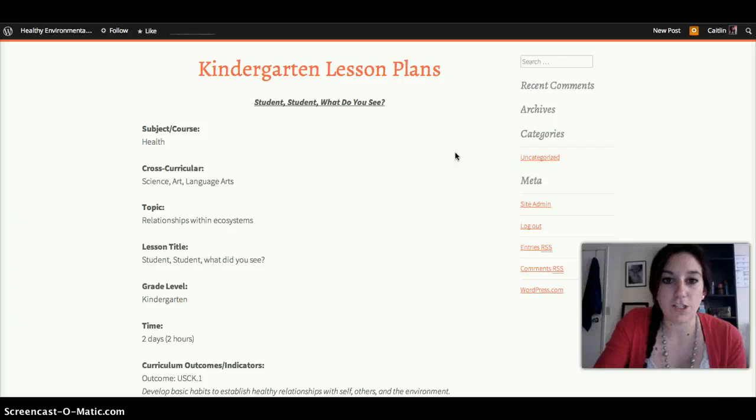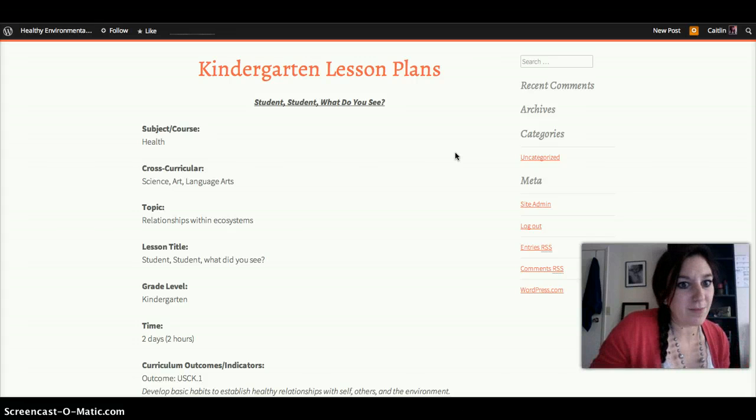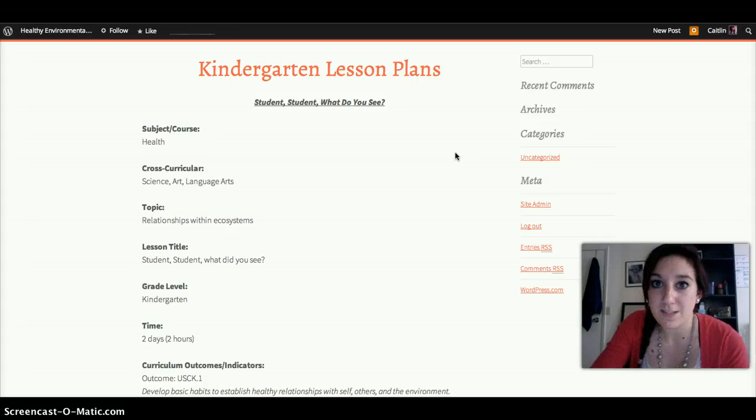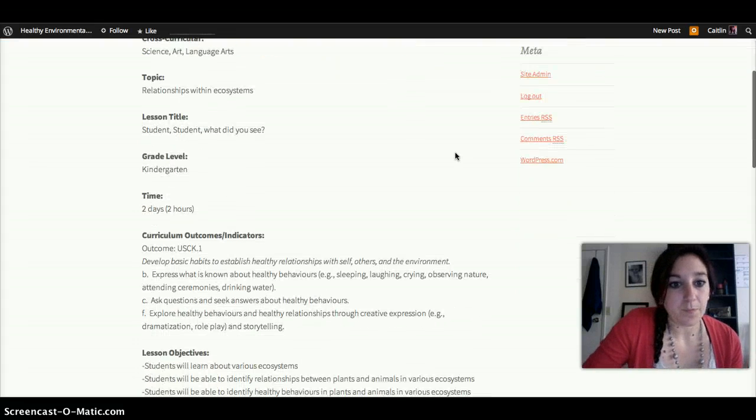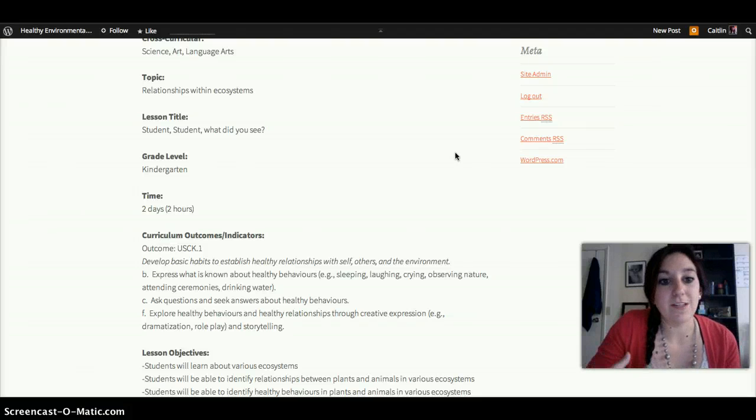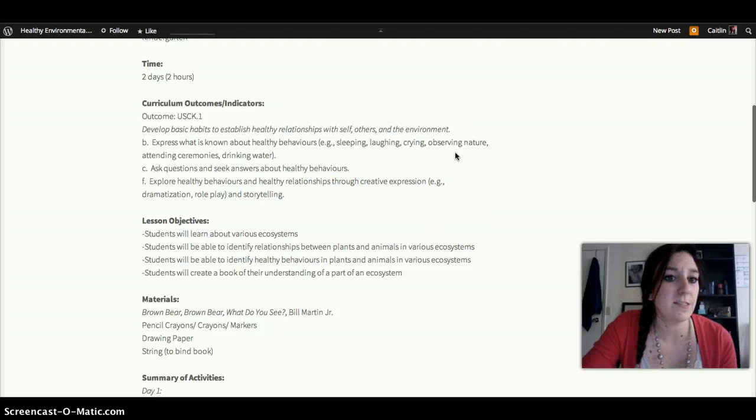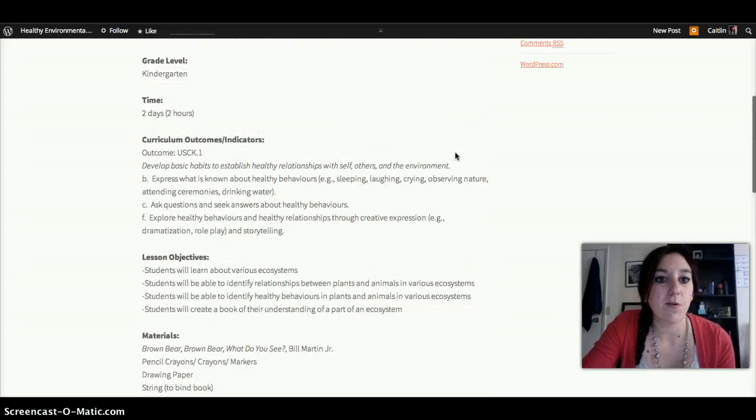This one is called Student, What Do You See? It can be taught in health, but cross-curricular in science, art, language arts. The topic that this lesson focuses on is relationships within ecosystems. Grade level is kindergarten, and you can take anywhere from 2 or more days to work on this, so 2 class hours.